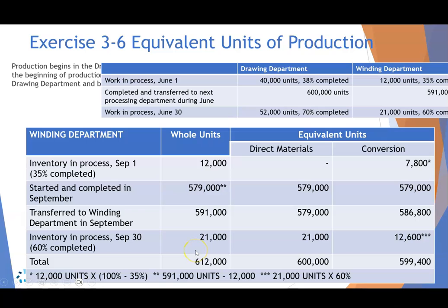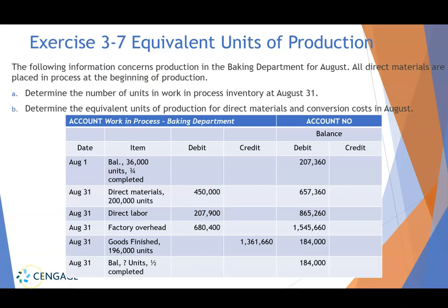That sitting in ending inventory, or inventory in process at 60% completed, would be the 21,000 times 60%. So equivalent units in terms of direct materials is 600,000 units. Equivalent units in terms of conversion would be the 7,800 plus the 579,000 plus the 12,600.